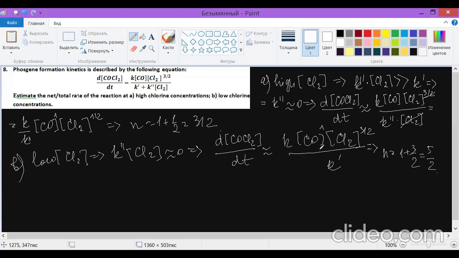That's it. Again, let's summarize this. At high pressures of chlorine, which automatically means at high concentrations of chlorine, the total order, I'm sorry, it's not rate, of course, order. The total order is equal to 3 halves, and when the concentrations of chlorine are low, the total order of the reaction is equal to 2.5.